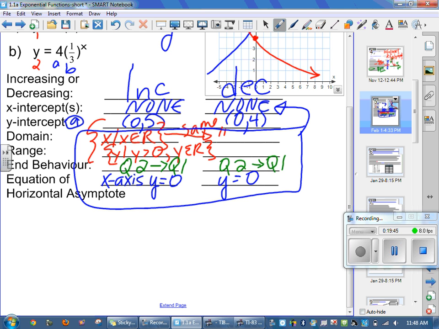Now your y-intercepts will change depending on where they touch on your y line. Whether it goes up or down will change, but it's not going to change your X and Y domain and range, and it won't change your end behaviors or your asymptote.